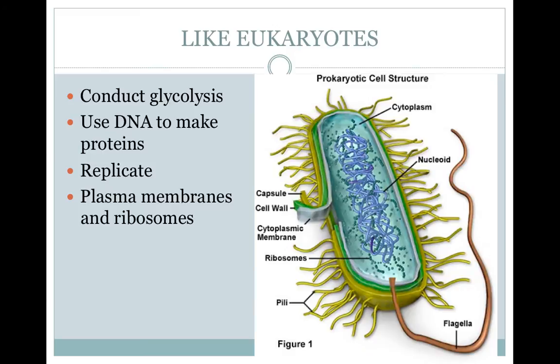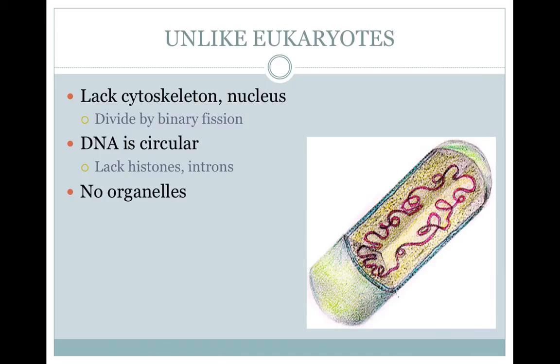Like eukaryotes, prokaryotes conduct glycolysis, use DNA to encode proteins, do transcription and translation with the same genetic code, replicate DNA semi-conservatively, and have plasma membranes and ribosomes. However, they differ in three important ways. First, they lack a cytoskeleton and nucleus, and they divide by binary fission, not mitosis.